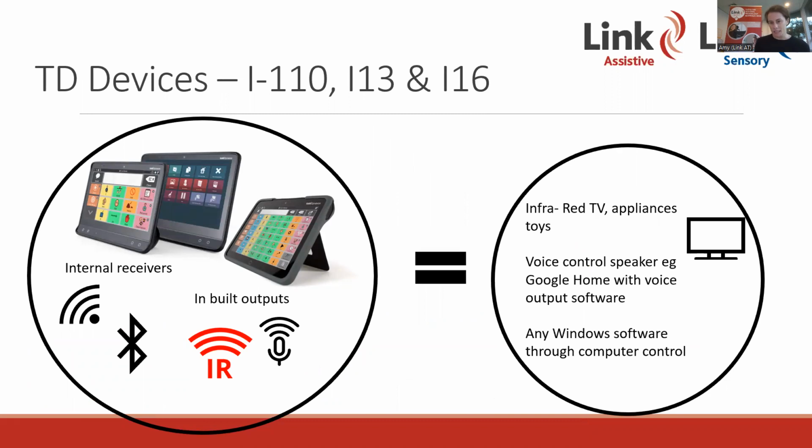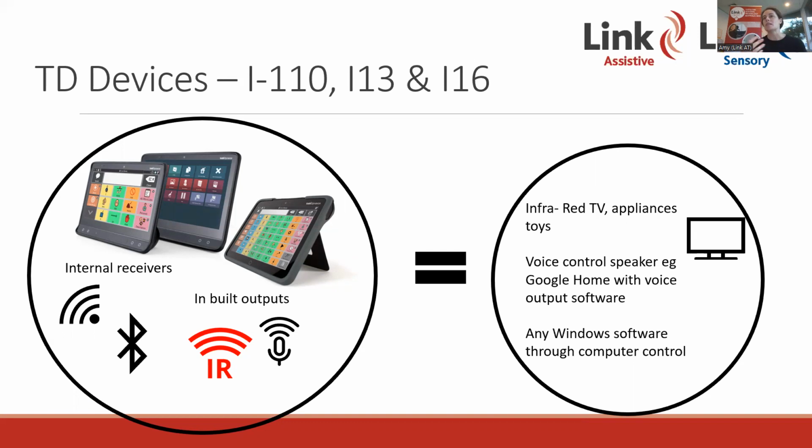So to give you a bit of an idea of what Link Assist's devices can do, for the dedicated devices like the i110, which is switch accessible and touch accessible, or the i13s, they have an internal receiver of Wi-Fi and Bluetooth. So we can connect to, say, Bluetooth speakers, or potentially a Bluetooth connection to a phone. We can connect to the internet. What they have in terms of output, or the connections that they send, is infrared. And you could also do voice output using AAC software.